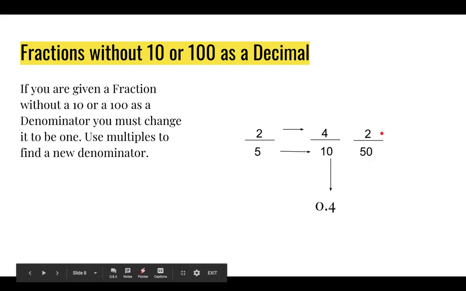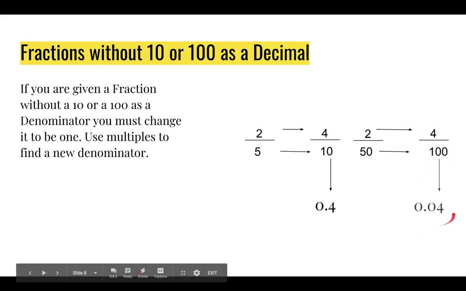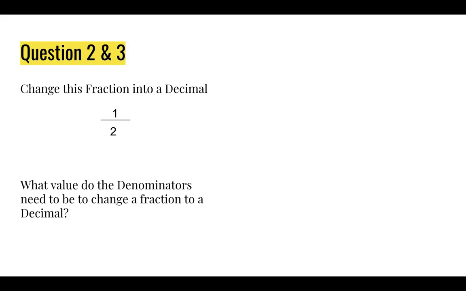The same thing works with hundredths. I have 2/50. Well, we know that 50 times 2 gets me 100. So I can multiply to get 4/100ths, and I get this decimal. Again, you can only convert fractions to decimals if you have a tenth or a hundredth in the denominator.